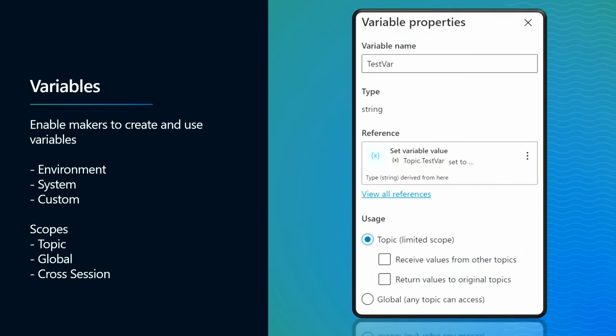The other thing is that variables are really key because variables allow me to set things like inputs and outputs on topics. It allows me to store data. We have environment variables that can change based upon your environments. We have system variables that are available so that you don't have to keep up with things. They're just out-of-the-box variables. And then we have custom variables where you can define your own. And when you do that, you can say, is this a topic level? Is this a global level? Or is this a cross-session? So that makes it where you can control how long that variable stays in existence so that you can get the experience you're looking for.